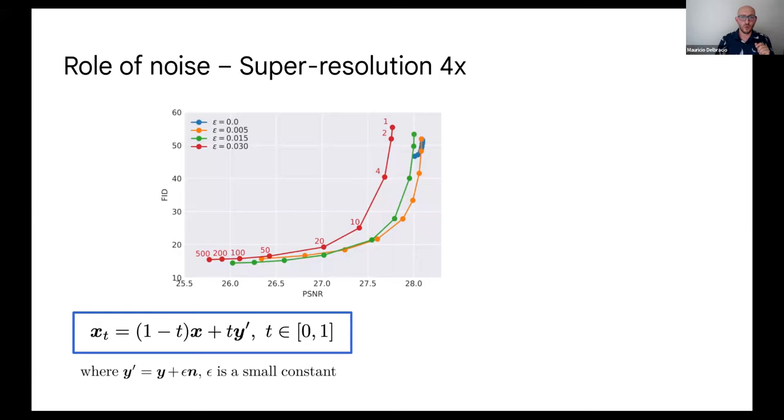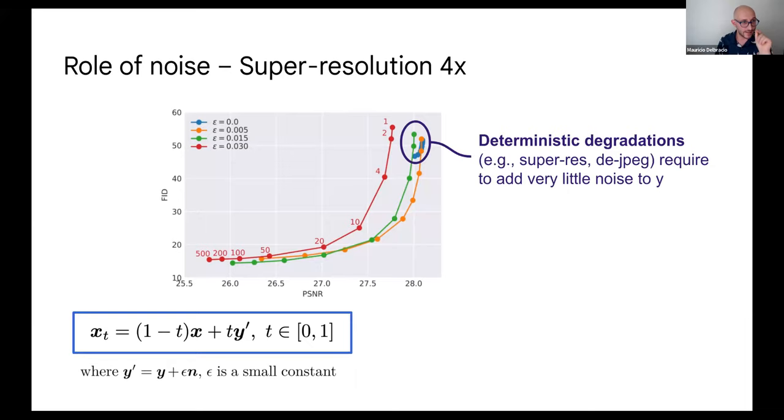So one interesting thing is that if we don't add noise, epsilon zero, the blue curve, actually we're not doing much better than just doing regression directly, right? However, if we add very, very little noise here, for example, the orange curve, which is epsilon 0.005, and we're talking about images going in pixel values between -1 and 1, so the noise is very, very little, then with that, we start seeing much better results in terms of perceptual quality.